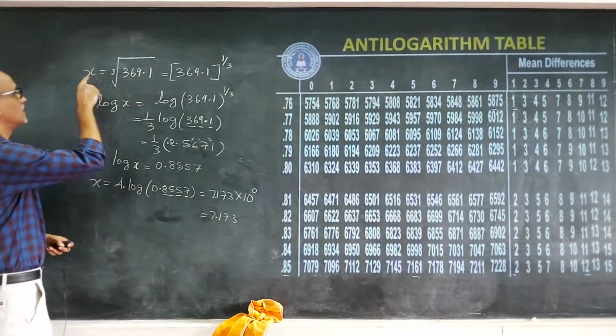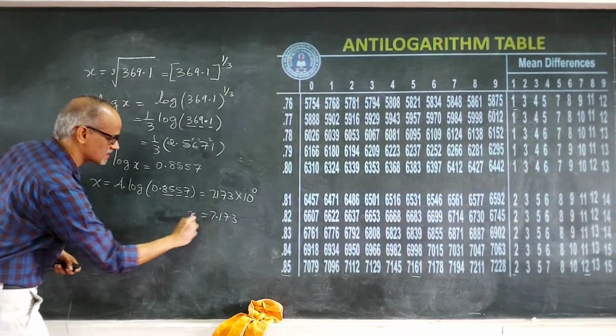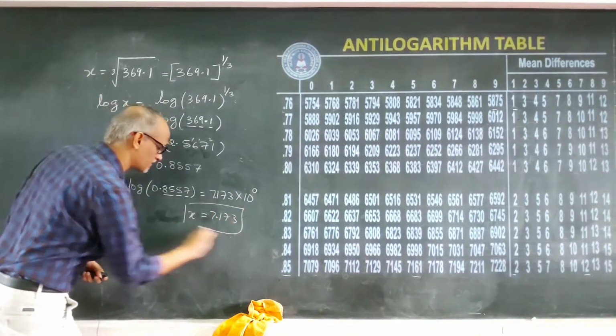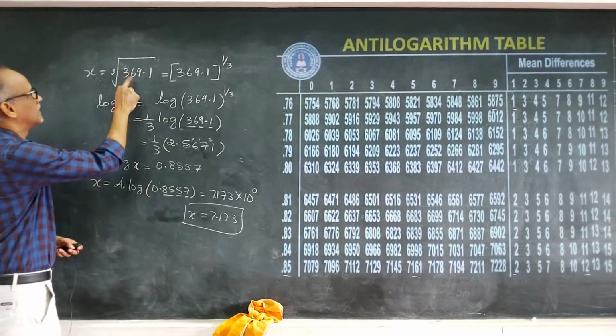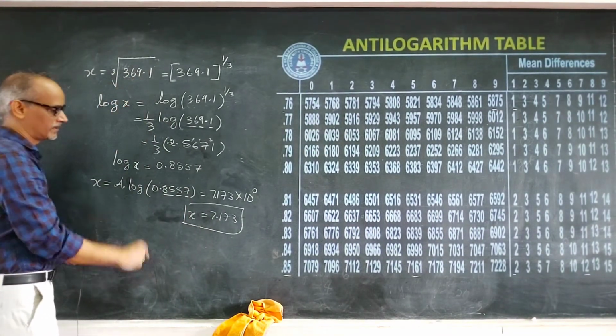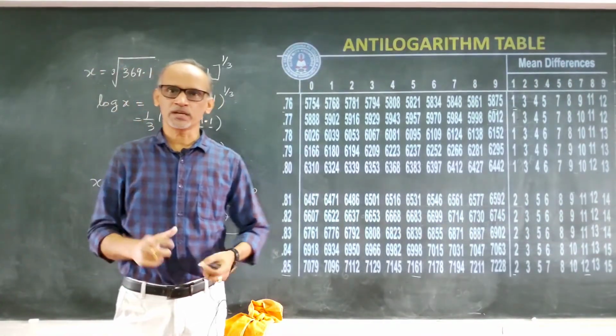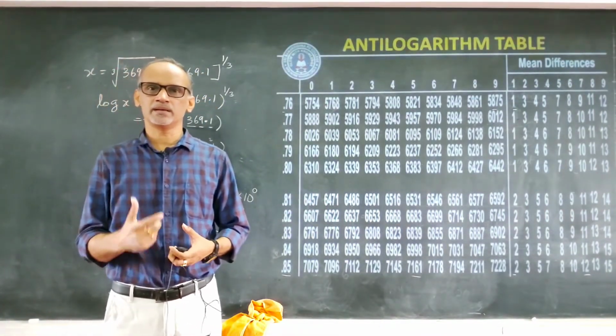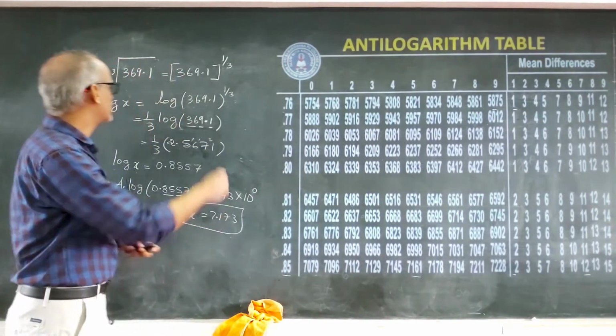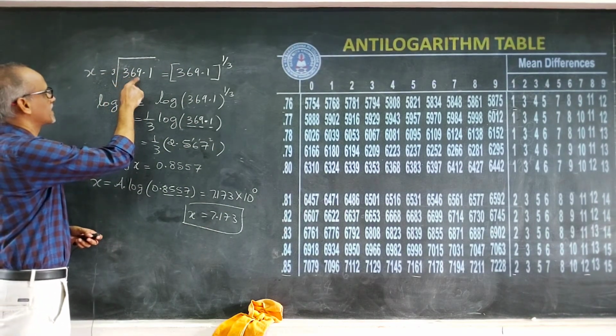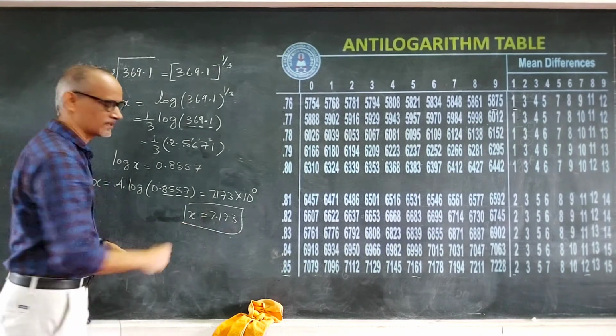7.173. And that is the value of x. Or in simple terms, this is nothing but the cube root of 369.1, which is 7.173. Now, can we check using the calculator whether our answer is correct or not? See, the cube root of 369.1 is nothing but 7.173.